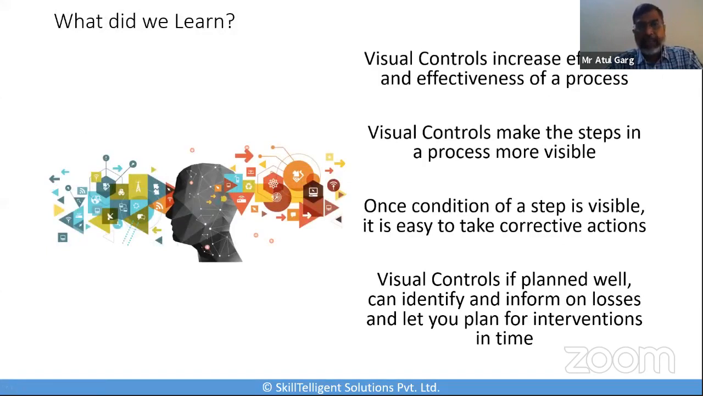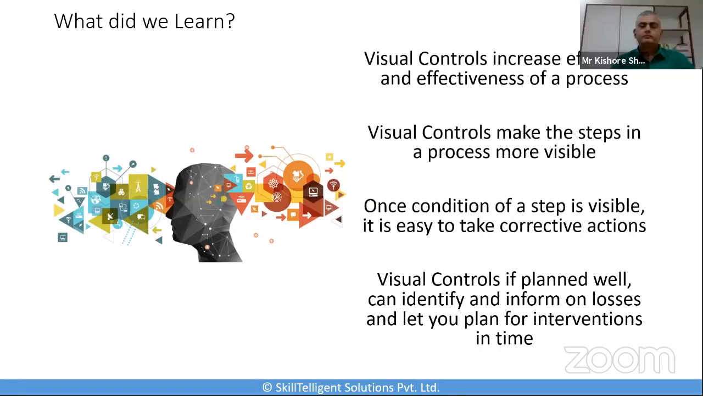So what did we learn? Visual controls increase the efficiency and effectiveness of the process. They also ensure that whatever steps there are in a process, they all become visible, so they are not hidden. You don't just see the end goal. You also see all the steps which are happening, and whether each step is happening correctly. If that is visible, then you can take corrective actions very clearly. If it is not visible, you will not be able to take corrective action in time. Visual controls help you with that.